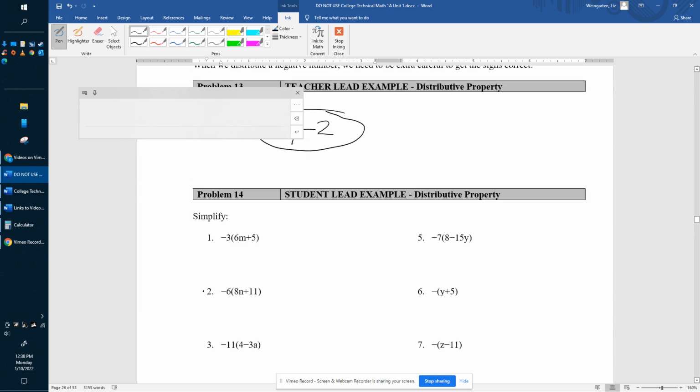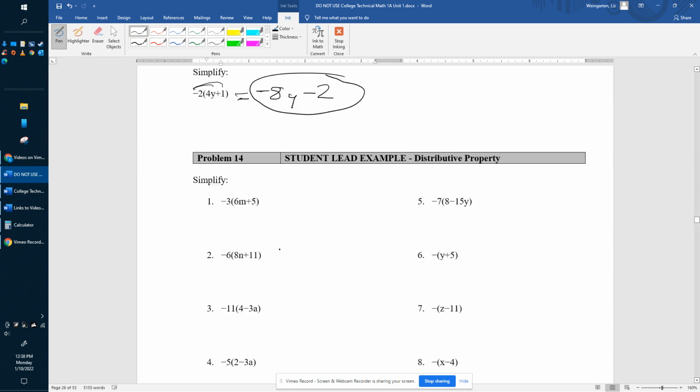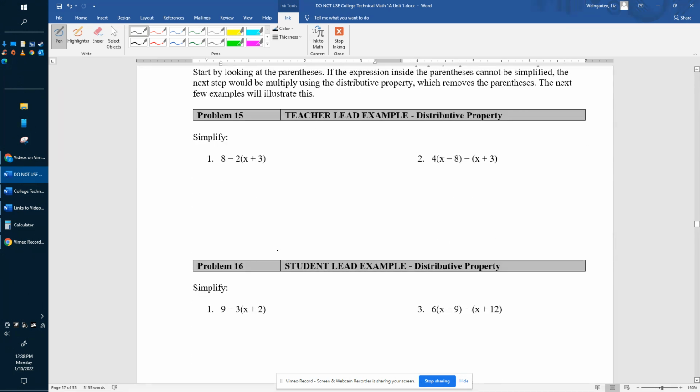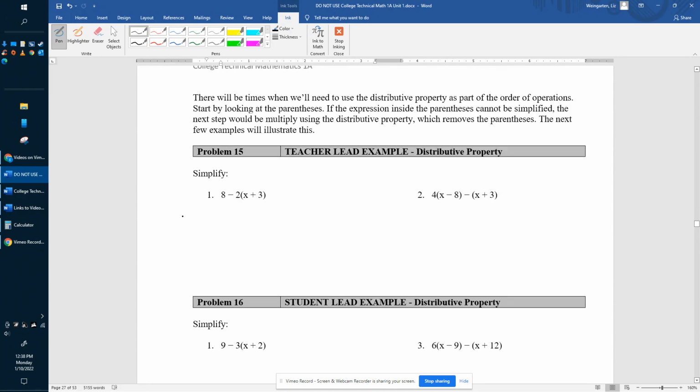So I'm going to have you guys work on problem 14 shortly, but before we go there, we're going to do some final examples of the distributive property. You may have to use the distributive property more than once, and you may have to simplify after using the distributive property. So let's take a look at a few of these examples.